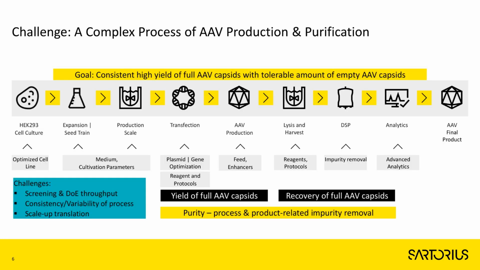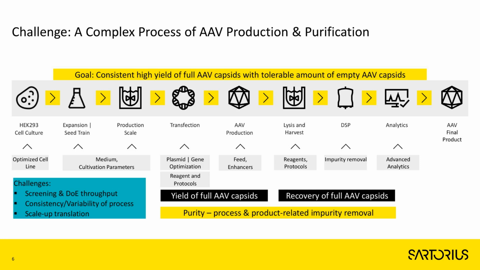So if we look at the process, most of the interesting things start happening post transfection, shown here as a little plasmid. After we transfect the cells, AAV production actually starts. Optimizing this step, both the transfection as well as the production window, can help not just increase the yields of full capsids, but also increase purity even in the upstream.